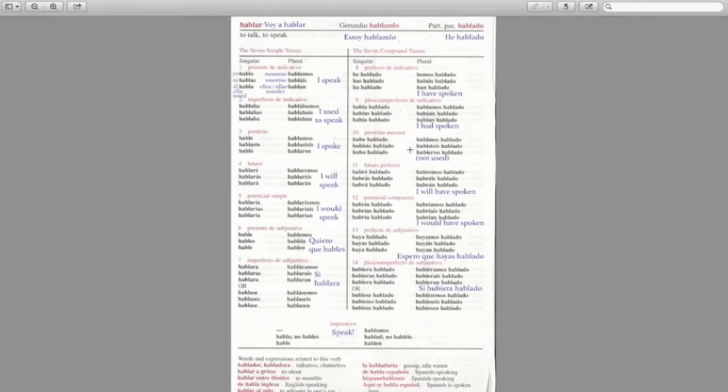You know. Section 10 is just not used. I guess it's antiquated or something, but it's not used. So don't worry about it. Section 11, I will have done such and such. So habré hablado, habrás hablado. Okay. I would have spoken. Habría hablado. If things had been different, then I would have spoken with him. Habría hablado con él. Okay.